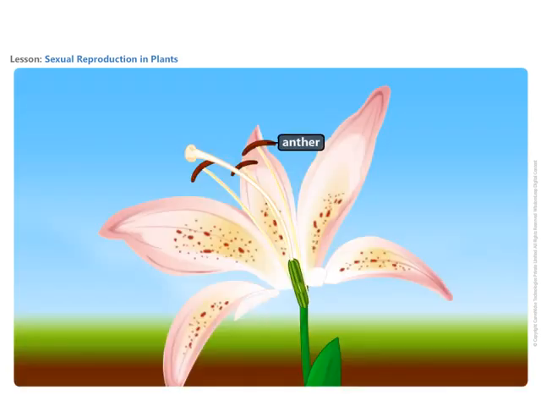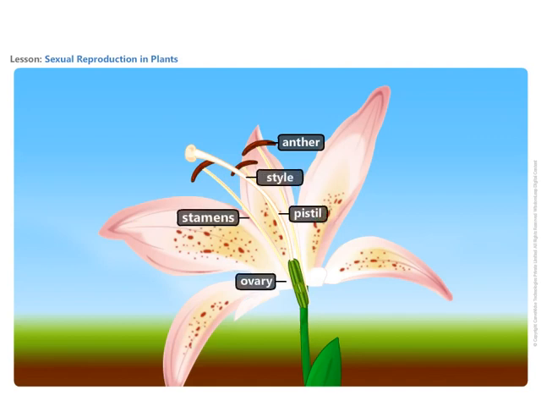Anther contains pollen grains which produce male gametes. A pistil consists of stigma, style and ovary. The ovary contains one or more ovules. The female gamete or the egg is formed in an ovule.